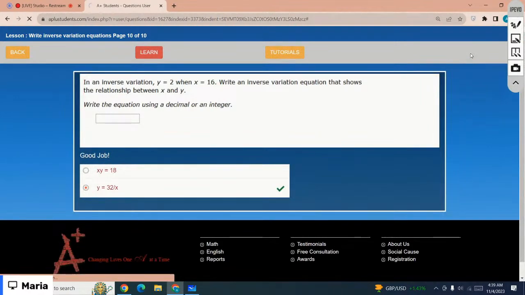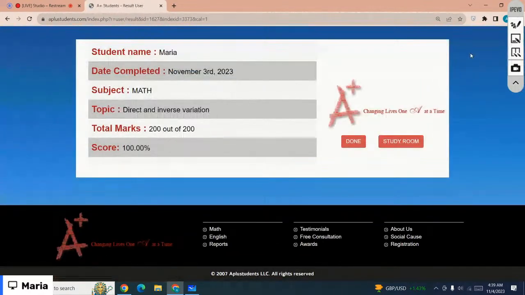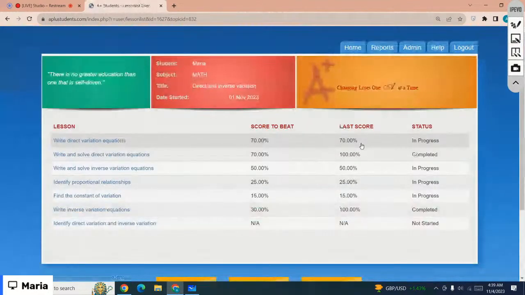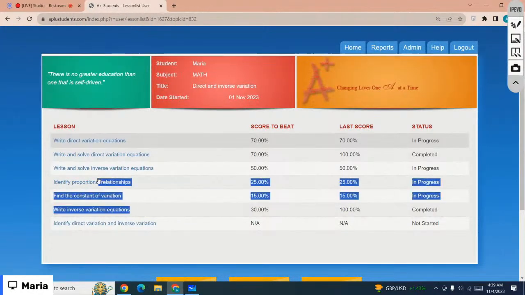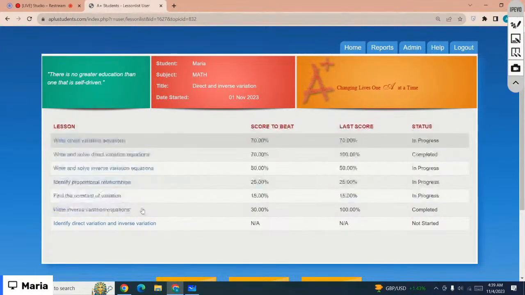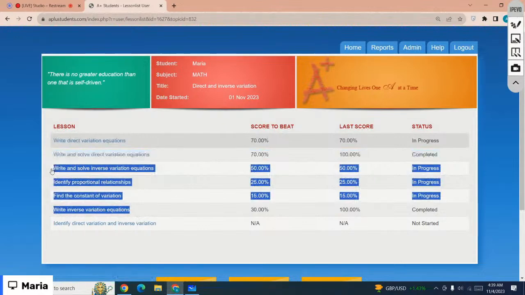Okay, you can complete. We are done with the lesson. So we were working on grade 9 math. The chapter we're working on is direct and indirect variation. And the lessons we have covered from the chapter are write and solve inverse variation equations, identify proportional relationships, find the constant of variation, and write inverse variation equations.